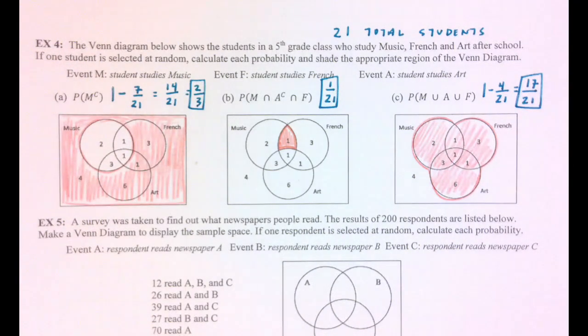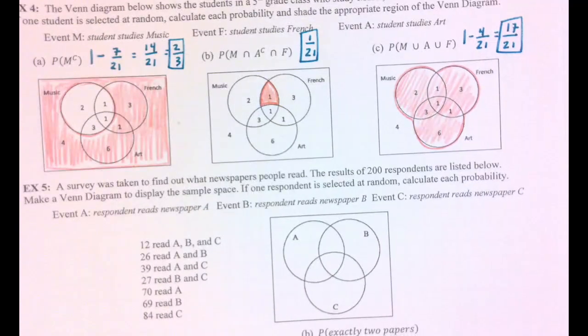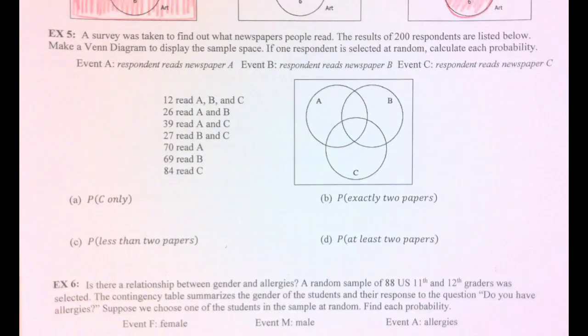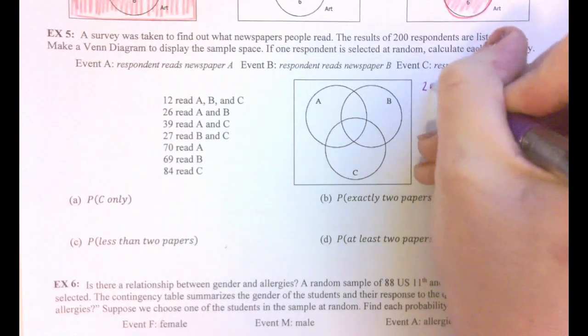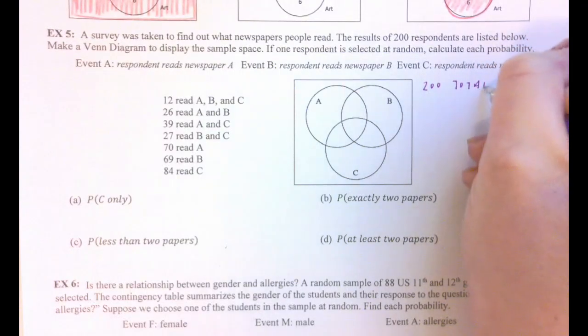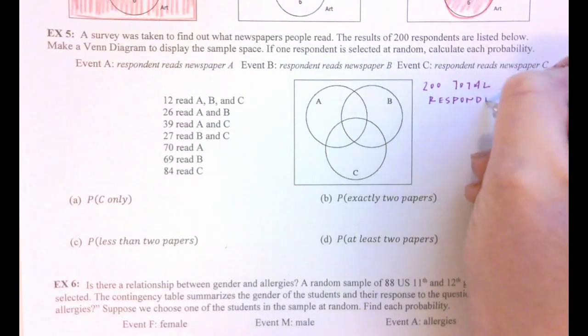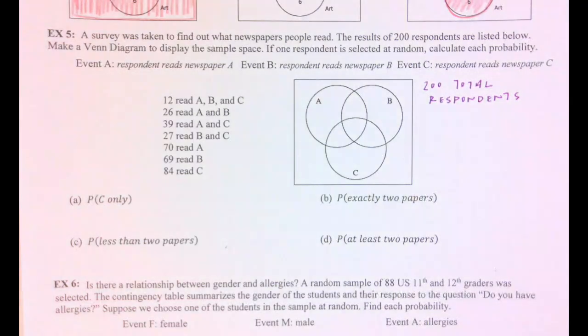All right, next skill, we're going to actually build one of these Venn diagrams. So let me slide this up to here. Okay, so here we're talking about newspapers. A survey was taken to find out what newspapers people read. The results of 200 respondents are below. Let me just add that detail here. So 200 total respondents, participants of our survey. Okay. We're supposed to make a Venn diagram to display the sample space. And if one respondent is selected at random, calculate each probability.